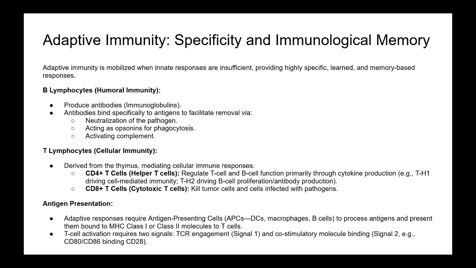Activation of T cells requires two distinct signals. The first signal occurs when the T cell receptor engages with the complex of the major histocompatibility molecule and the peptide. The second signal involves the binding of co-stimulatory molecules, such as CD80 or CD86, to receptors on the T cell. These two signals together ensure proper T cell activation and subsequent immune response.